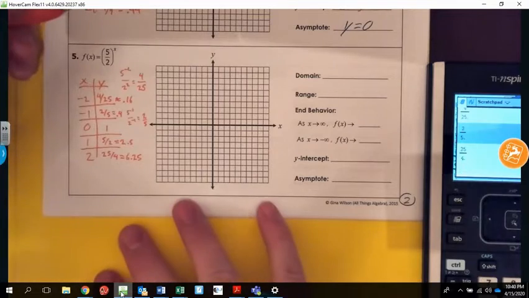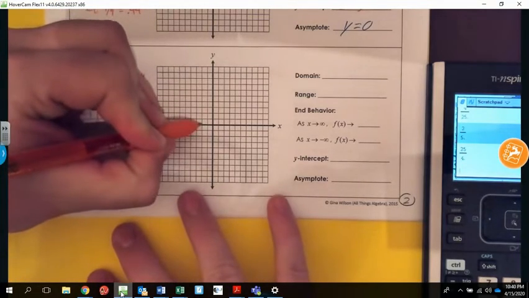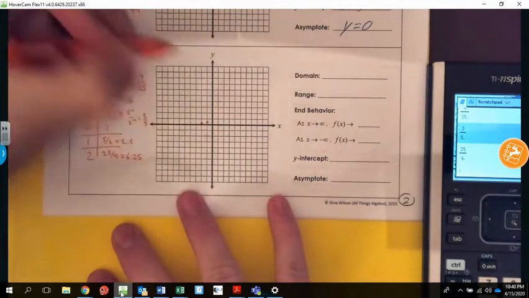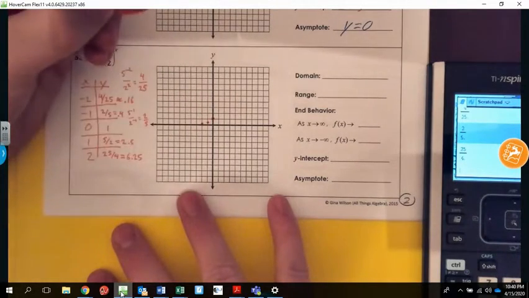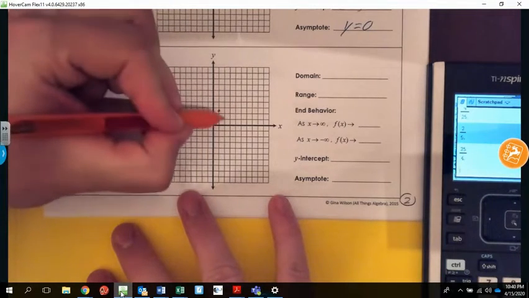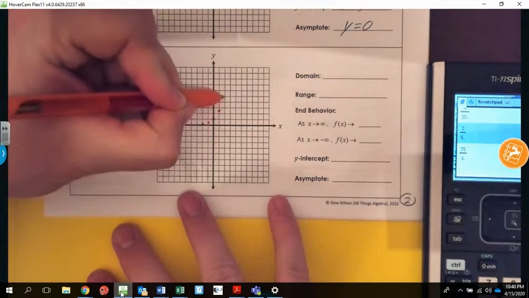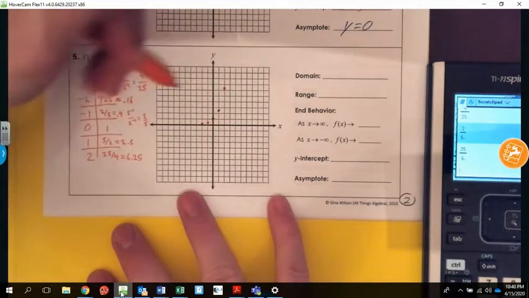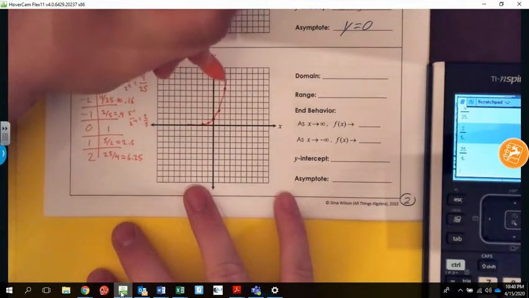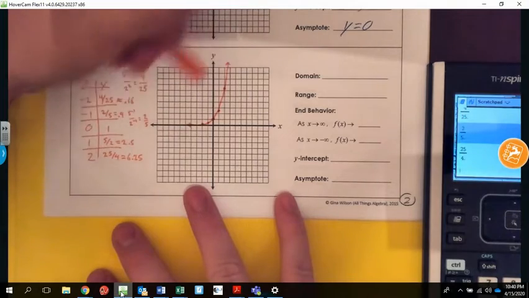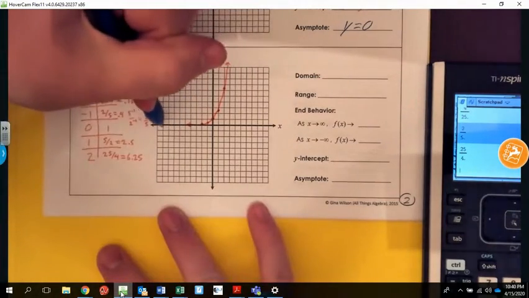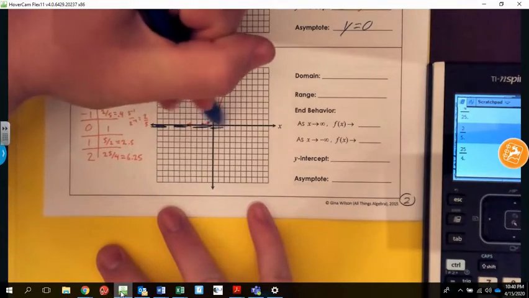Let's go ahead and plot this. At -2, we're at 0.16, really close. At -1, we're at 0.4, 0, 1, and at 1, 2.5. And at 2, we're at 6.25. So this graph is going to start down here and then work its way up. And our asymptote is where this graph approaches, which is down here again, y equals 0, which is the x-axis.